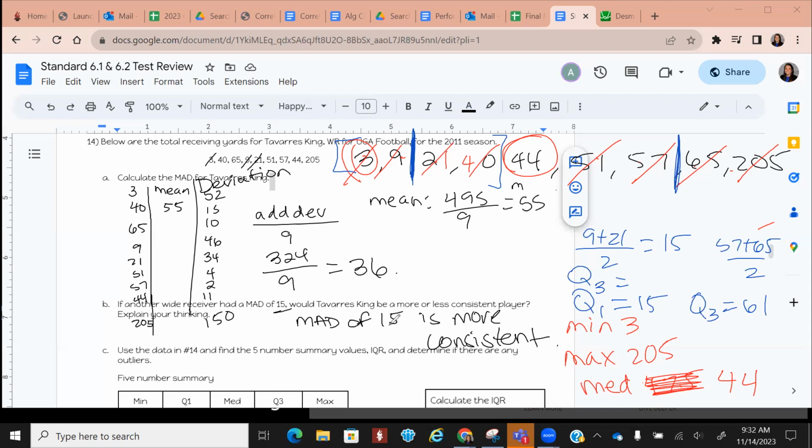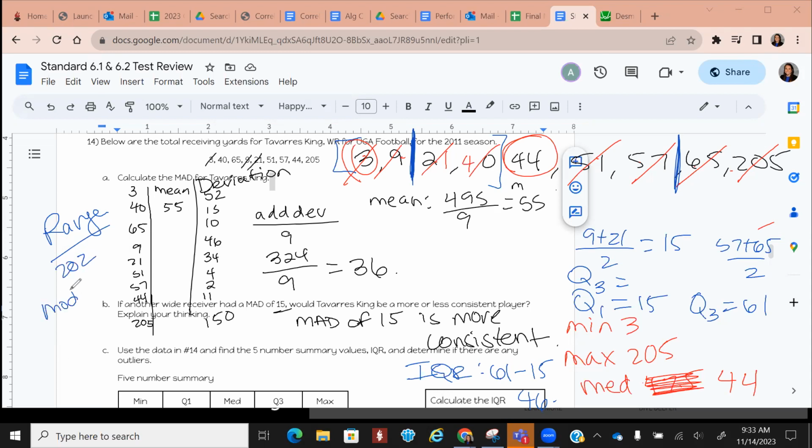Now, to find the IQR, we're going to say Q3, which is 61, minus Q1, which is 15. So what does that give us? 46. Boom. How would I find the range for these numbers? This is just a random question. Subtract the lowest from the highest. So 205 minus 3 is going to give me 202.